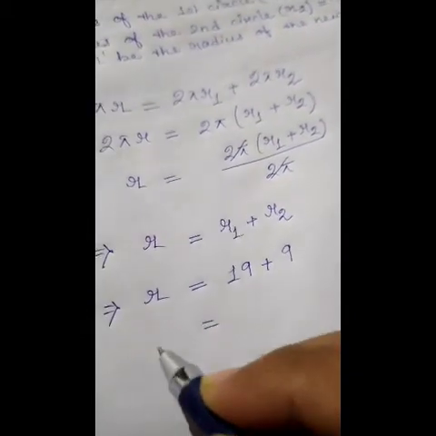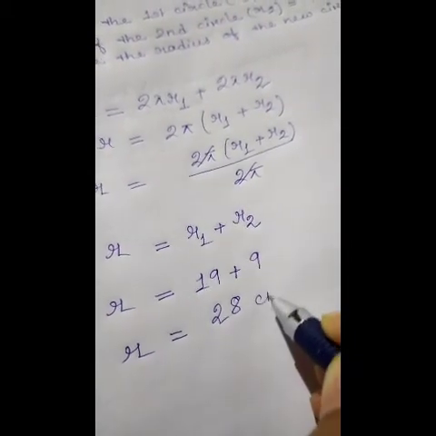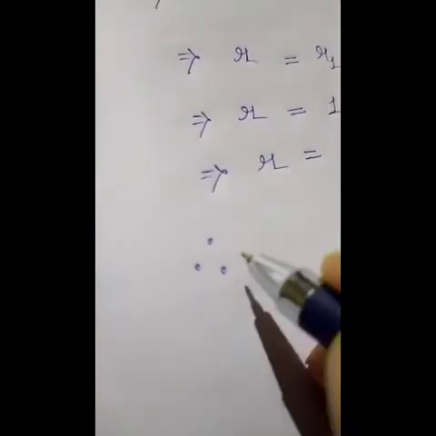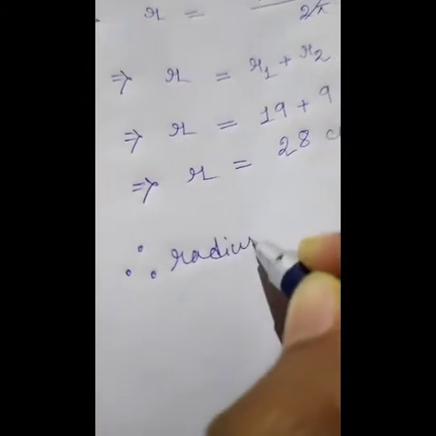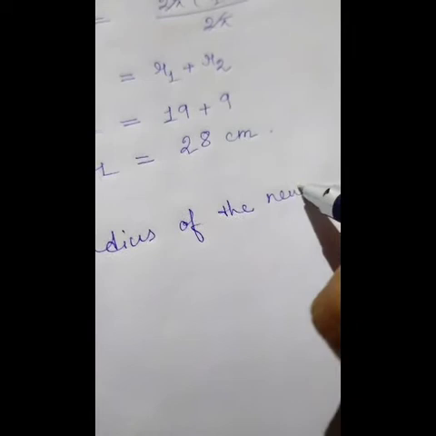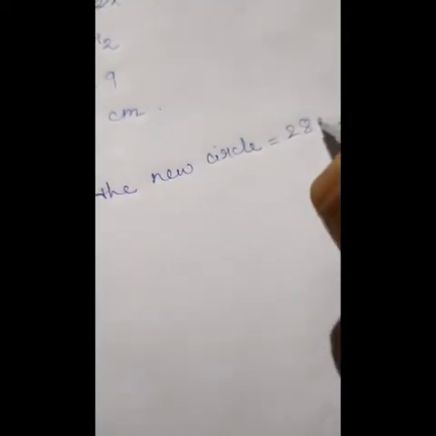So it is equal to 28 centimeter. Therefore, the radius of the new circle is equal to 28 centimeter, and hence.